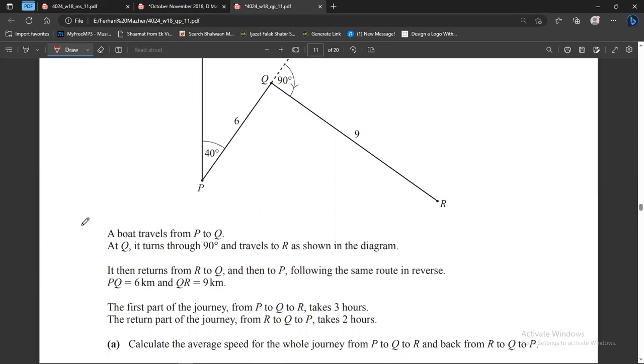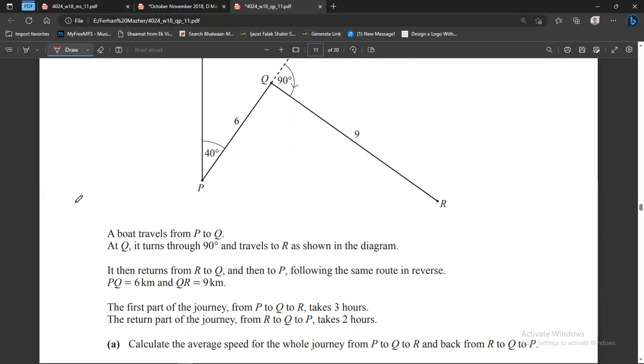Calculate the average speed for the whole journey from P to Q to R and back from R to Q to P. So my idea is that when they went 6 plus 9, when they came back, it's 9 plus 6. So 6 plus 9, that's 15 kilometers. That is the distance covered in going. And when he returned, he covered the same distance again. So the total distance covered in this journey is 15 plus 15, and that is 30 kilometers. And the total time taken is 3 hours plus 2 hours, that is 5 hours.